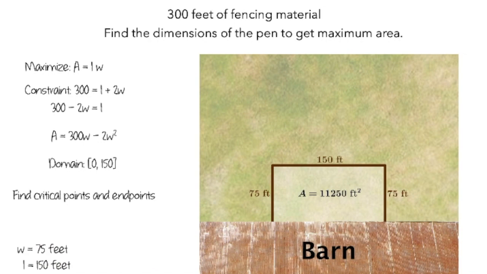The maximum possible area for our pen must be 11,250 square feet, and this happens when the width of the pen is 75 feet and the length of the pen is 150 feet.